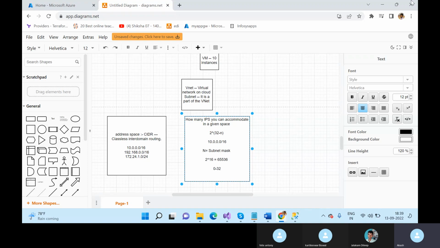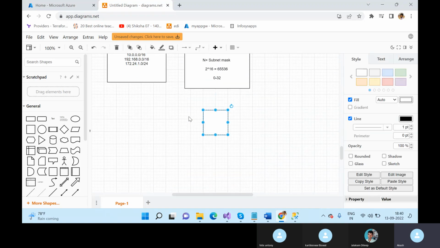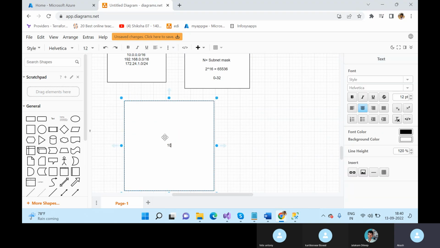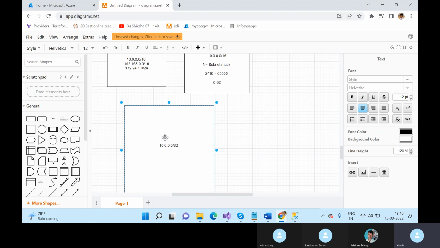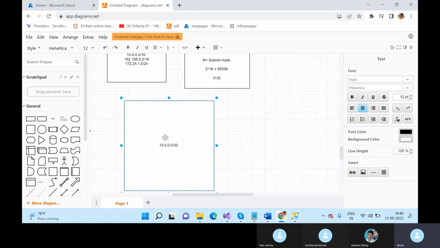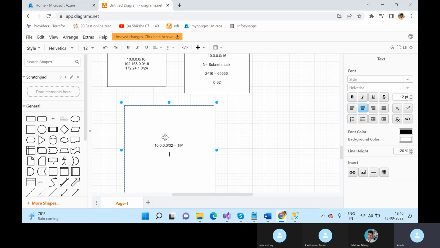So how can we do this? We will start with the 10 series and see what can be done. We'll start from 32: 10.0.0.0/32. Substitute in that formula and get the answer. It is 2 to the power of 32 minus 32, which is 2 to the power of 0, which is equal to 1. Only one IP I can have. And what is that IP? It is the base IP itself. So that is one IP in this given range.